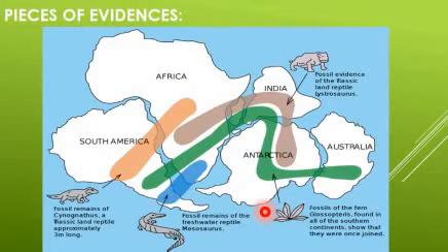Ngayon, ilan sa mga pieces of evidence na meron tayo dito sa continental drift theory na to, or dito nga sa tinatawag na nating Pangaea, no? So, may ilan sa mga ancient life forms, no, na makikita, no, sa iba't ibang bahagi ng mundo o dito sa iba't ibang mga continents natin, 'di ba?